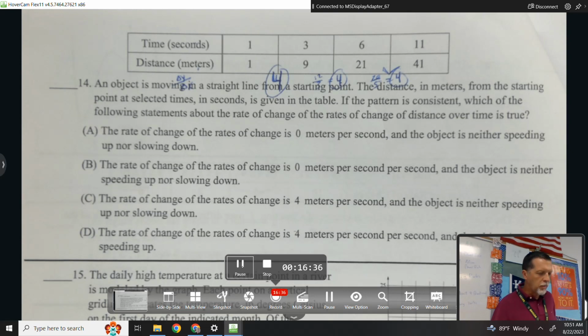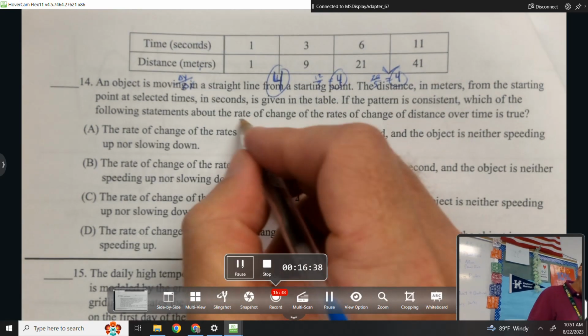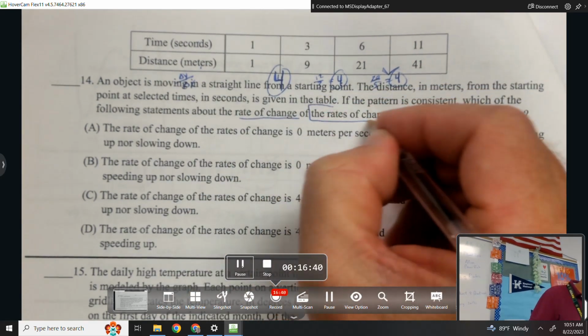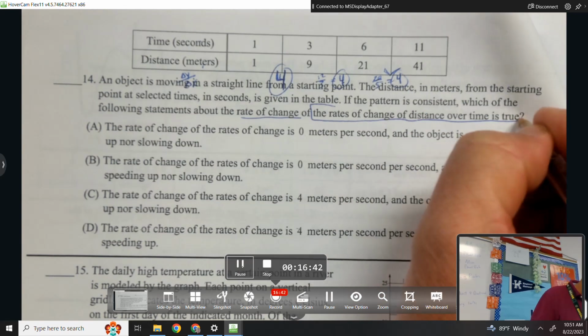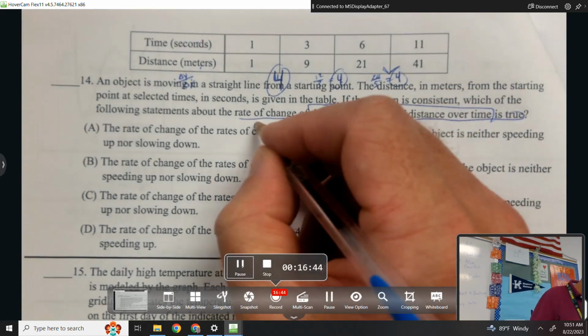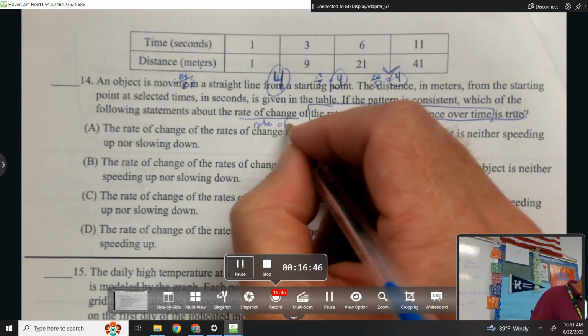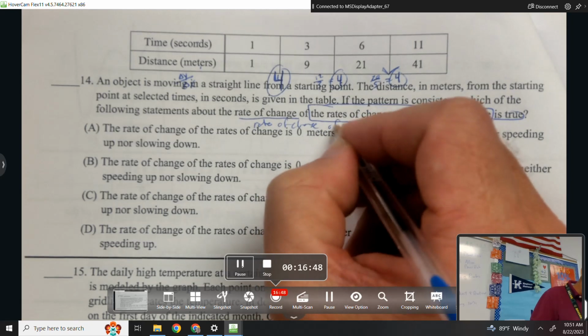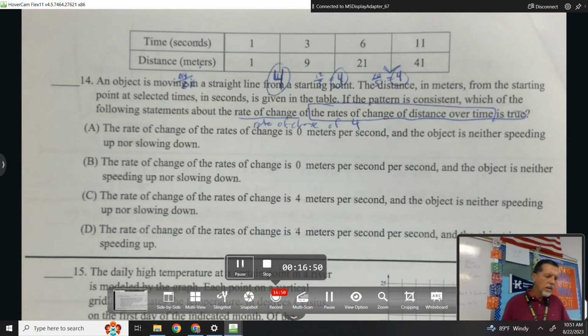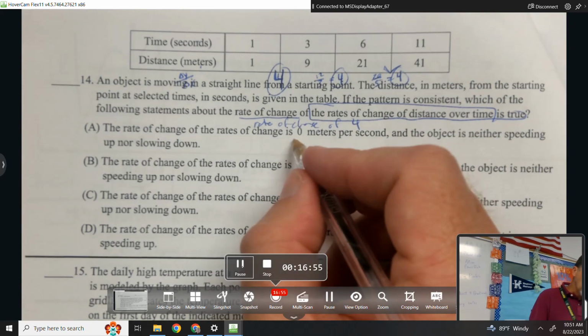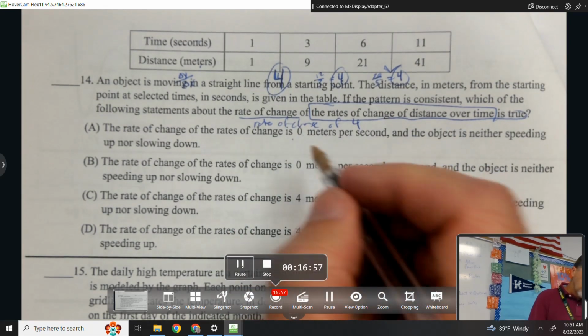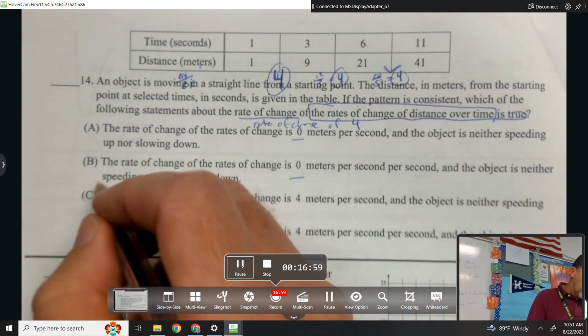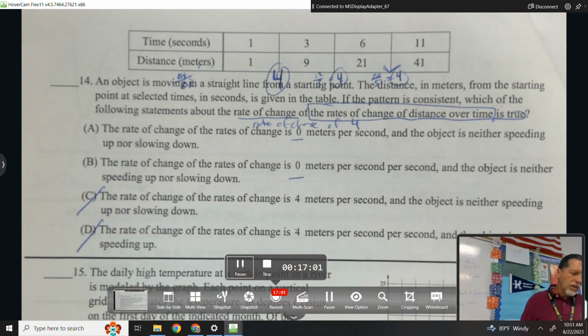So that means the rate of change of the rate of change, distance over time. So that means the rate of change of a constant 4. So the rate of change of the rates of change, it's not changing, so it's 0. Uh-oh, but I got to worry about units here. So is it meters or is it meters per second per second?